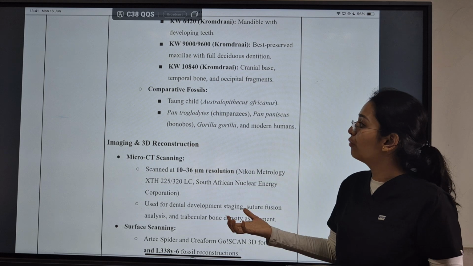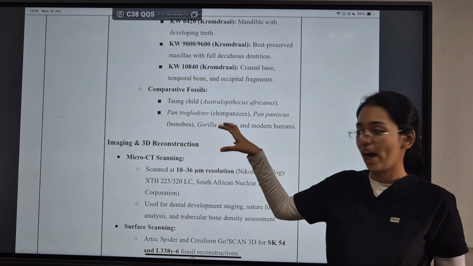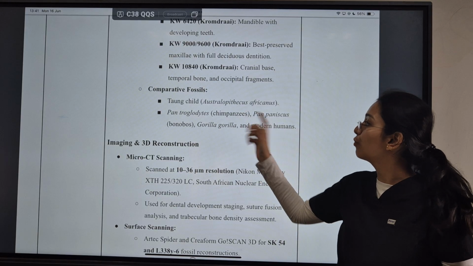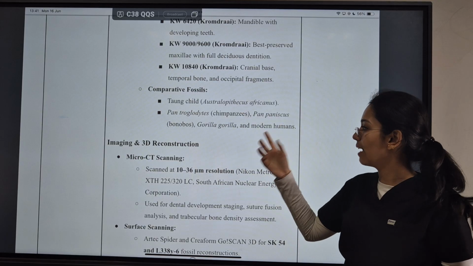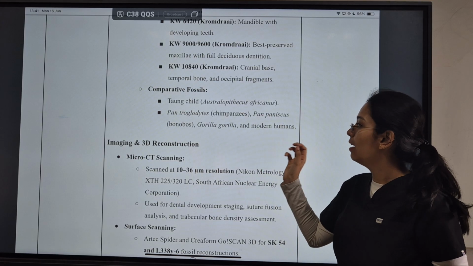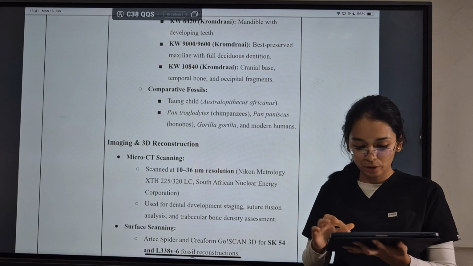And the comparative fossils were from the Australopithecus species, that is the Taung child, and from the Pan species. One is Pan troglodytes, which is chimpanzees, another is bonobos, another from the gorilla species, and another from modern humans. So these 4 were then compared to the other 4.